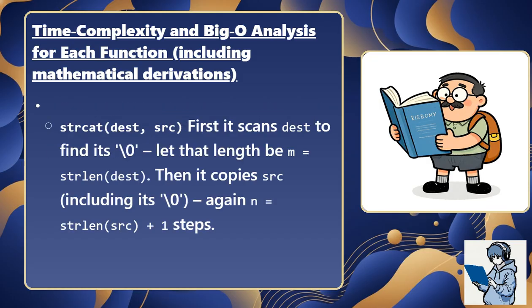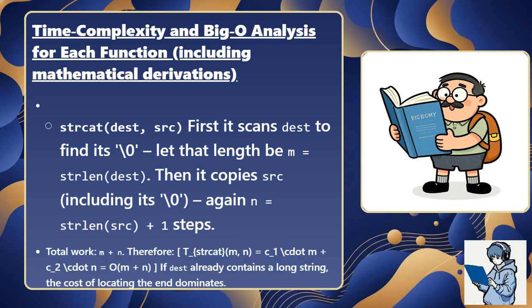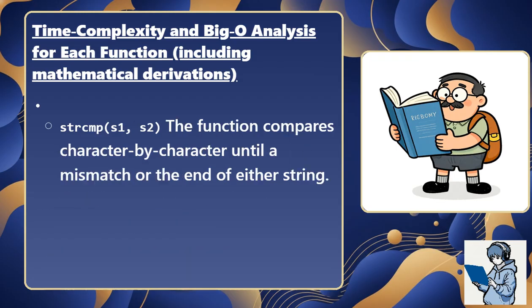strcat with parameters dest and src. First it scans dest to find its null character. Let that length be m, equal to the length of dest. Then it copies src including its null character. Again, n equals the length of src plus 1 steps. Total work equals m plus n, therefore T_strcat(m, n) = c1 * m + c2 * n, which is O(m + n). If dest already contains a long string, the cost of locating the end dominates.